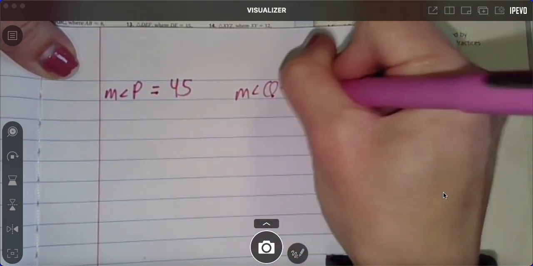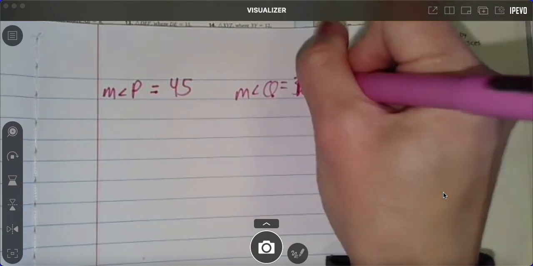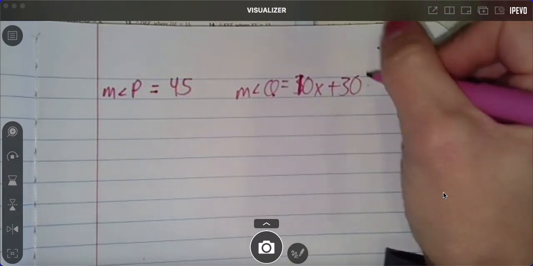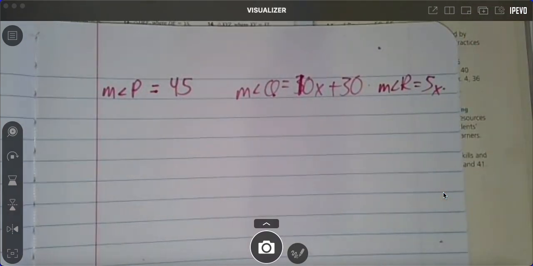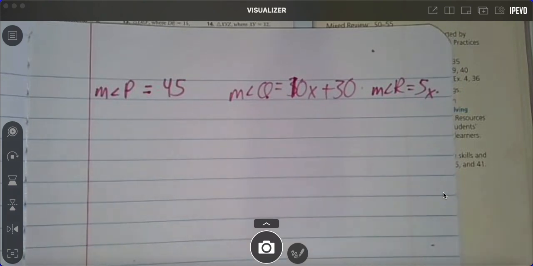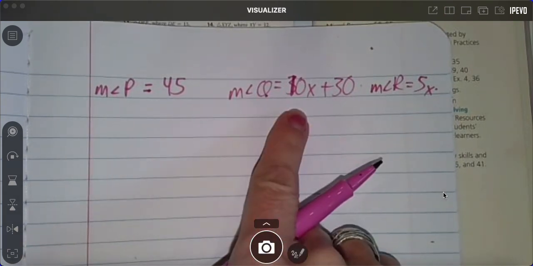So they give us that angle P is 45. Q is 10x plus 30. Sorry, I was looking at the wrong problem. And angle R is 5x. If I add all three of these angles together, what would they equal? 180. And then couldn't I solve for x and know what each angle is? That's where you're having to apply. Because they want us to put these in order, y'all, from shortest to longest, the sides. I have no idea what the measurements are except for this one. So I actually have to find x.